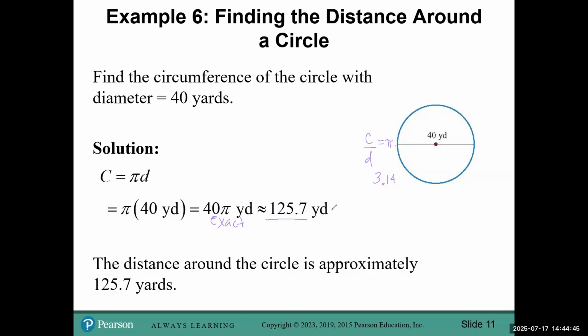So the exact answer is going to have pi in it. Remember, pi is just a number. So 40 pi just means 40 times the number that's 3.14, and the digits go on forever. The approximate answer, what I call the Home Depot answer, is what you need if you're going to Home Depot and want to give them a length of something that you want to buy. Then I have to approximate.